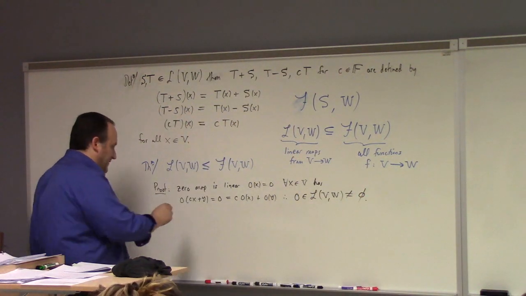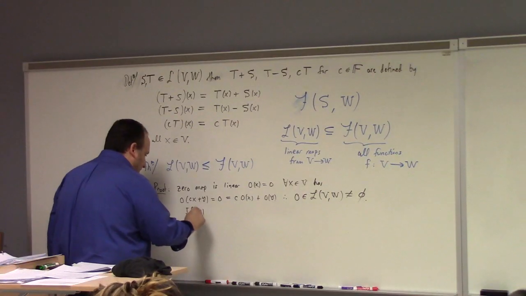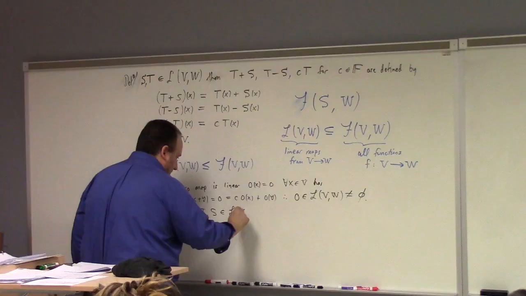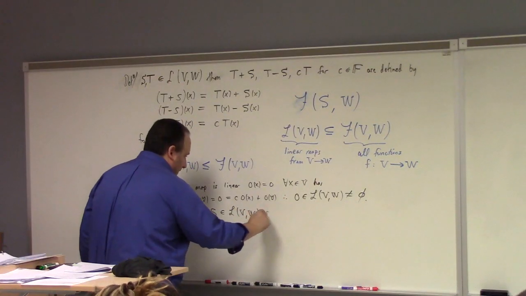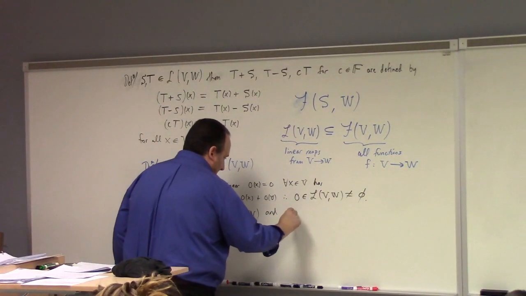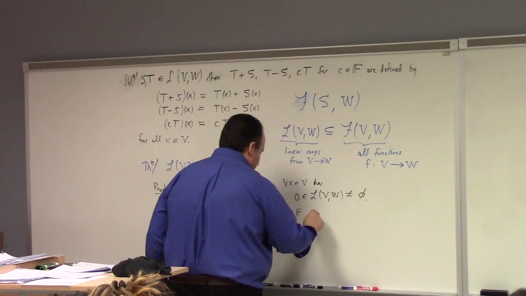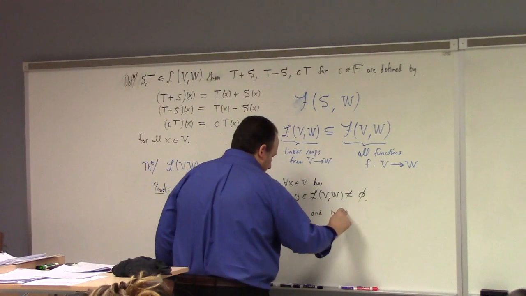And then if T and S are linear transformations, and C is a scalar, and B is also a scalar, all right?